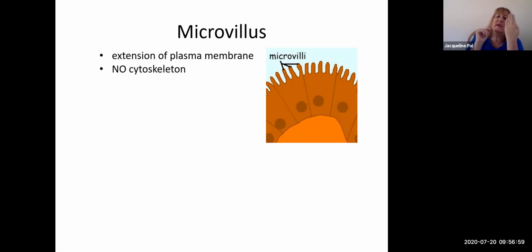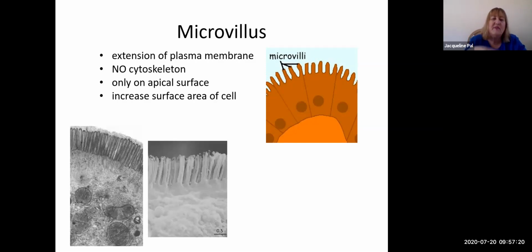And what they do is they increase the surface area of the cell, okay? So they're only on the free surface of the cell. And so instead of the surface area being this much, now we have this much surface area. So anytime you hear about a cell having microvilli, you know that that cell is either going to be absorbing stuff or secreting stuff because it's increased its surface area.